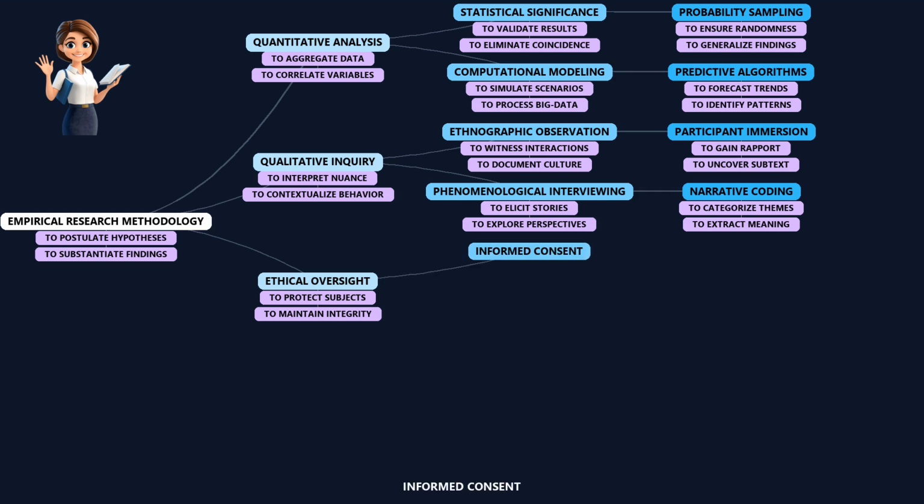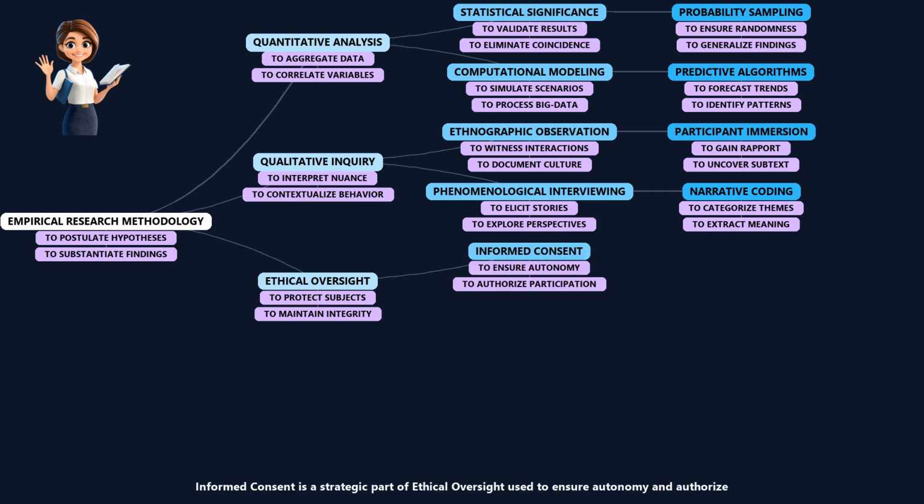Informed consent. Informed consent is a strategic part of ethical oversight used to ensure autonomy and authorize participation. This means giving the people in our study a form that explains exactly what we are going to do.